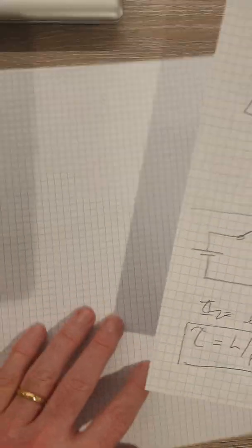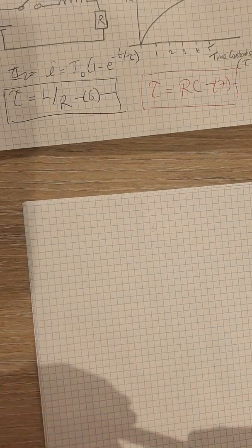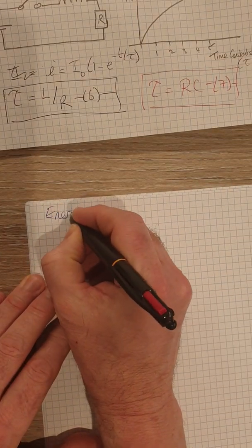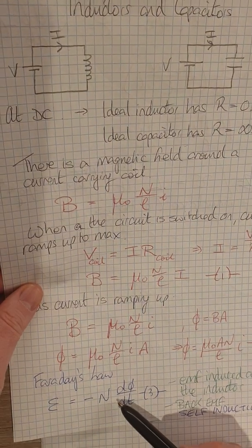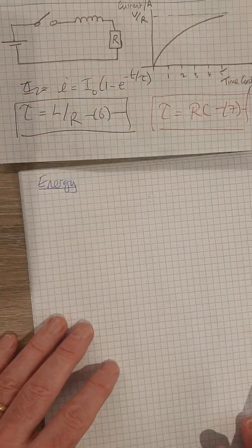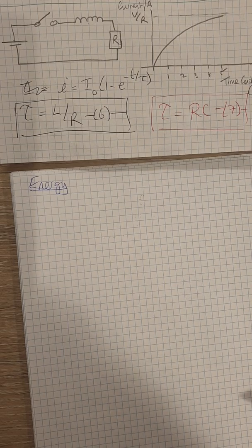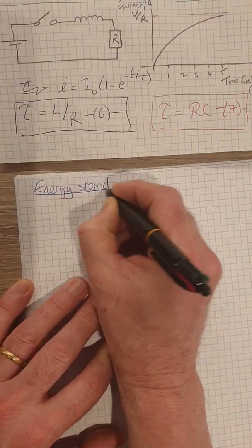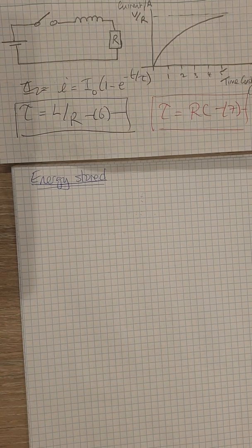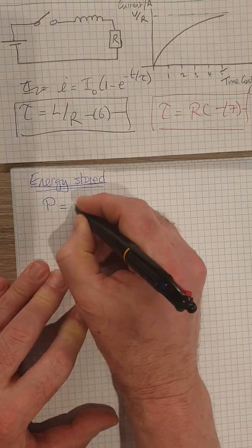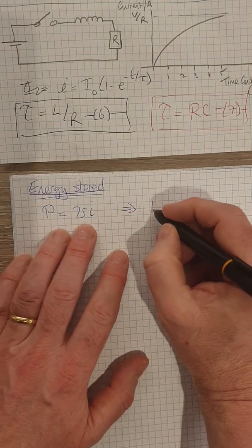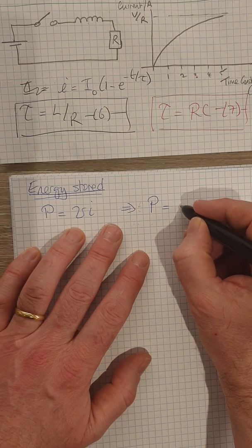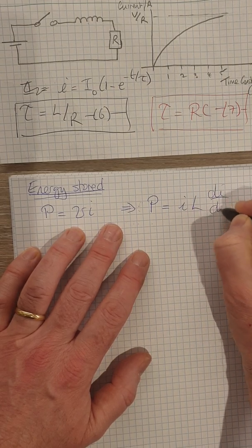Okay, so let's explore the similarities further and look at energy. As this current ramps up, the inductor has a back EMF induced in it. That's working to oppose the changing current that's generating the magnetic field. So work has been done, which means that energy is stored in the inductor in the same way as energy is stored in the capacitor. And we can determine how much energy is stored by using power is equal to V times I, and substituting for the V term, that gives me power is equal to I times L di over dt.